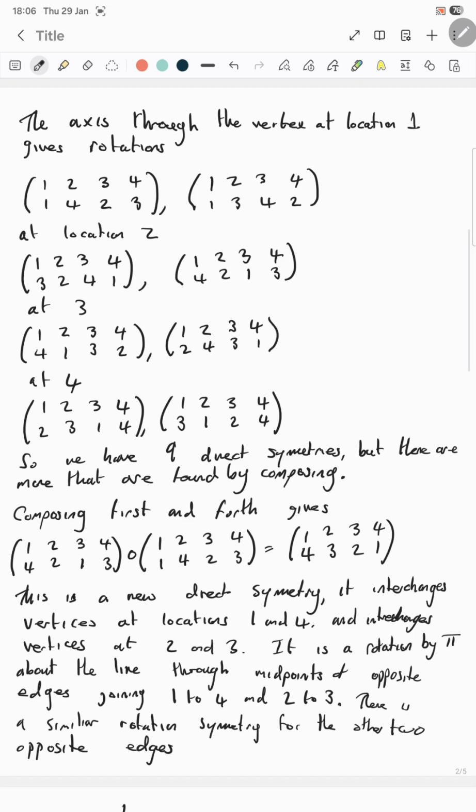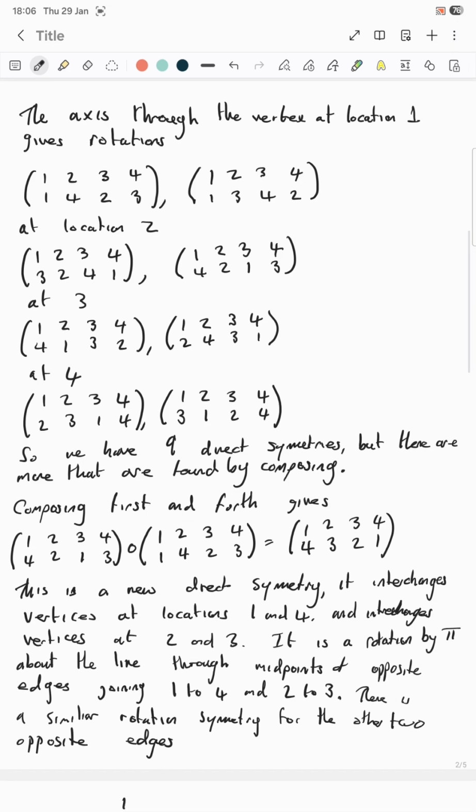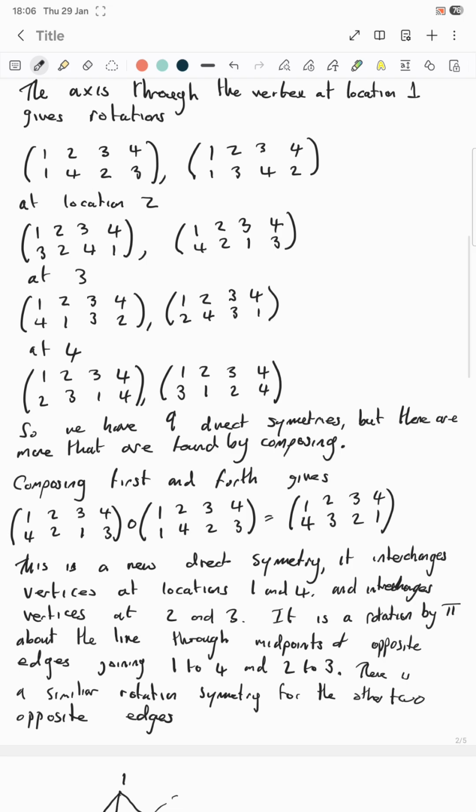Now, the axis through the vertex at location 1 gives the rotation where 1 is fixed, so 2 to 4, 3 to 2, and 4 to 3. Where 1 is fixed, 2 to 3, 3 to 4, and 4 to 2. At location 2, it's 1 to 3, and 2 is fixed, 3 to 4, and 4 to 1. 1 to 4, as 2 is fixed, 3 to 1, 4 to 3. And at 3, and so on. We're just fixing these, and we're going through until 4 is fixed.